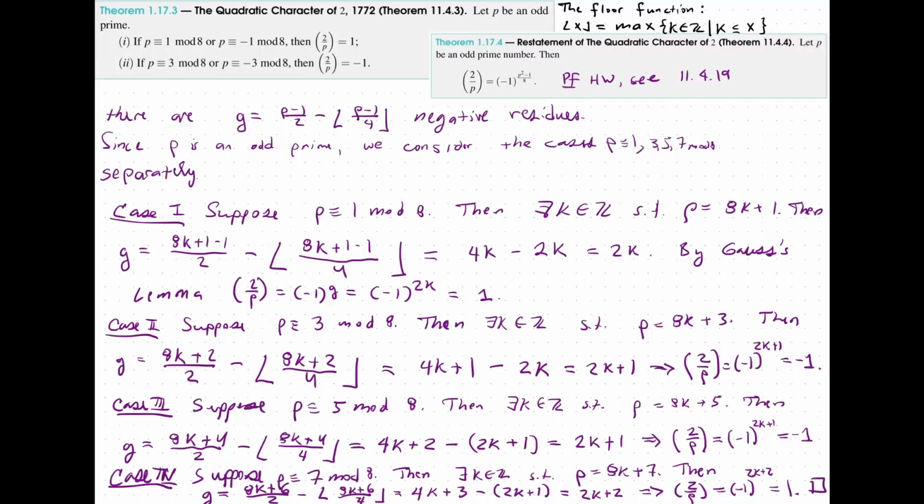We have established the quadratic character of 2 in one slide, although technically 2 slides since I had to move things around. But just like that, we were able to prove the quadratic character of 2 using Gauss's lemma. And this is a vast improvement on Euler's original proof of the quadratic character of 2.